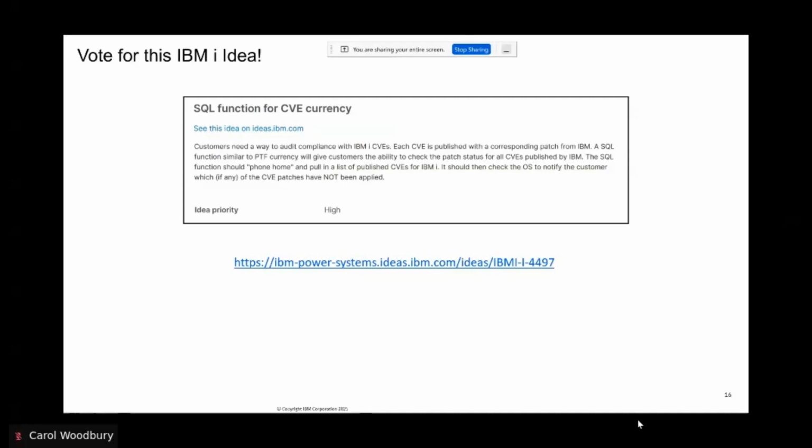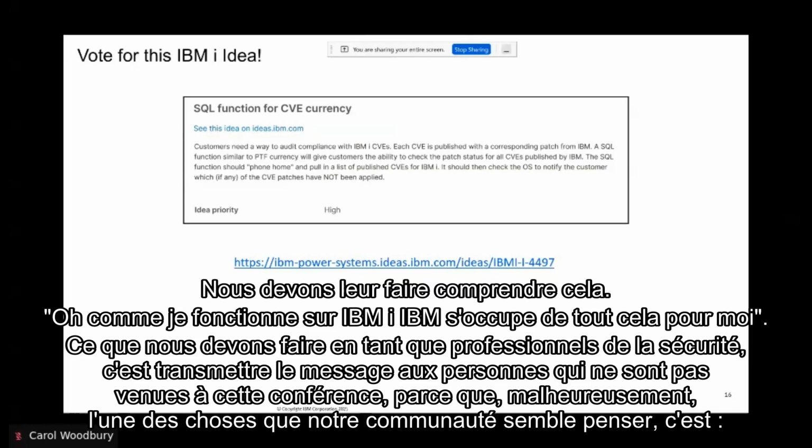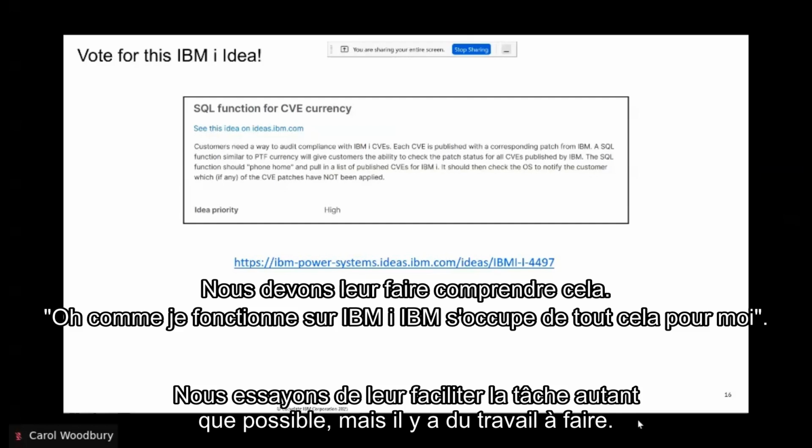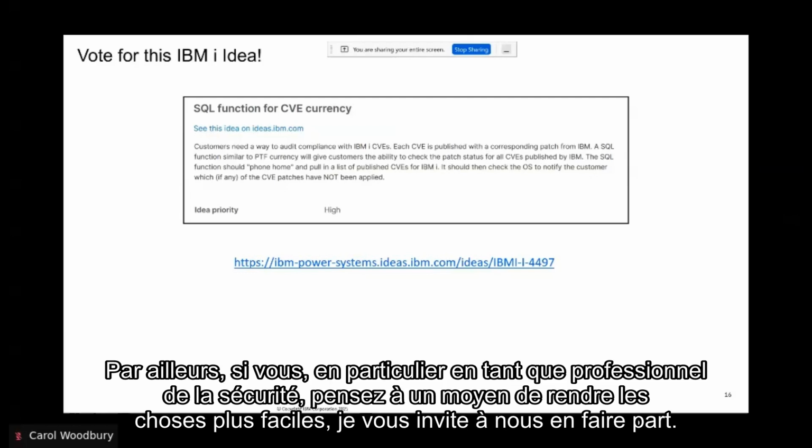Because unfortunately, one of the things our community seems to think is, oh, I'm running on IBM i, IBM takes care of all of that for me. We need them to understand that we try to make it as easy as possible for them to take care of it, but there is some work that has to be done. And another aspect of that is, if you, especially as a security-minded professional, can think of a way that we can make it easier, please give us that idea. We may have thought of it, or we may not have.